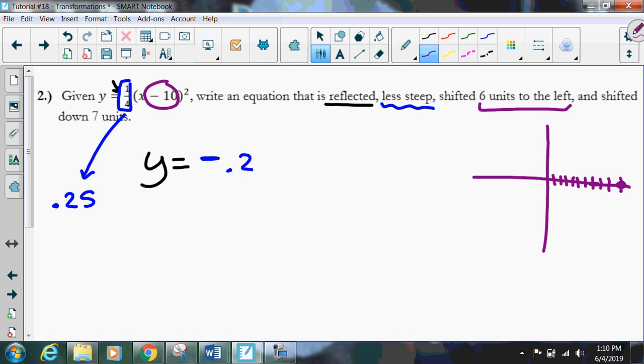In our new quadratic equation, we want to shift it 6 units to the left. So we're just going to back it up, right? If we go 6 units to the left, where are we going to end up? You got it.